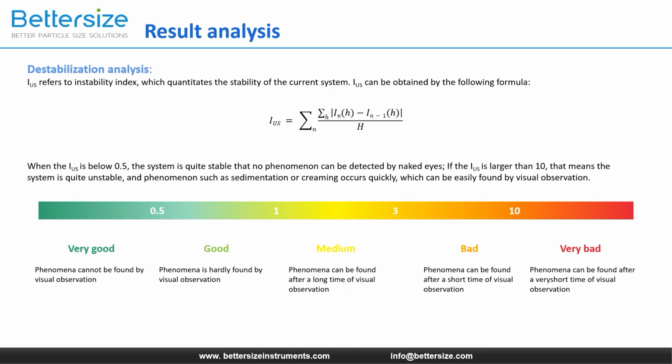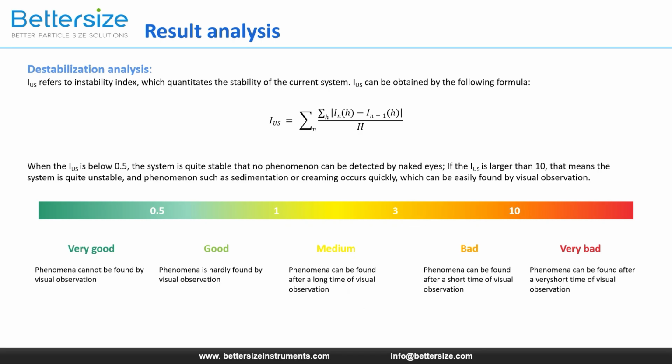One of the most important functions of the software is quantification of destabilization using IUS, the instability index. The calculation formula is shown in this slide, which accumulates the variation between two consecutive scans, and we have experienced values that are related to stability.